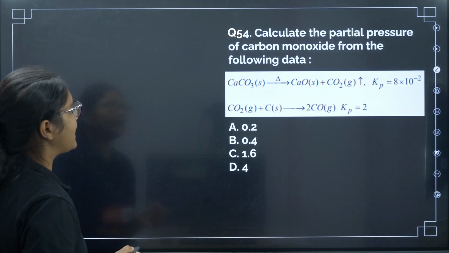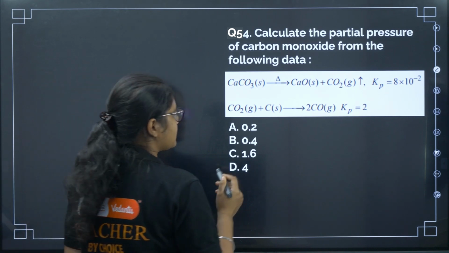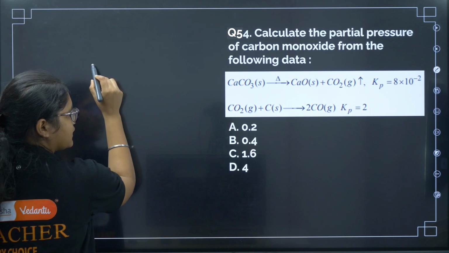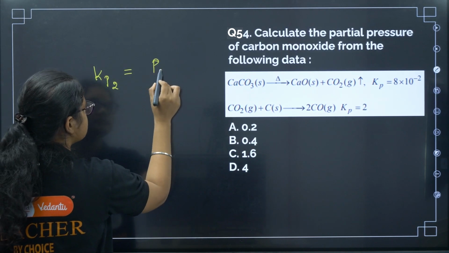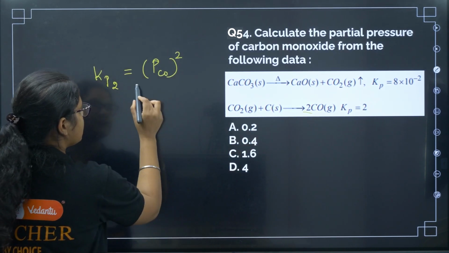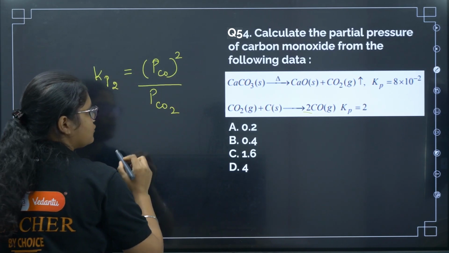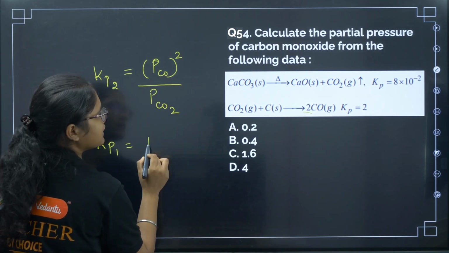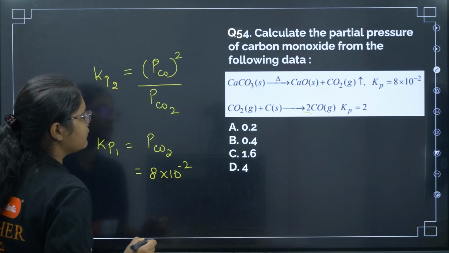Okay, next question. Calculate the partial pressure of carbon monoxide from the following data. Okay, so let us see here. Where is carbon monoxide? In the second equation, right? So I can write for the second equation Kp2 is equal to the product concentration, that is partial pressure of CO squared, because here 2 is there, divided by partial pressure of CO2. Now, partial pressure of CO2 we have to find out from the first data. So if you see here, Kp1 is equal to partial pressure of CO2, so that is equal to 8 into 10 to the power of minus 2. Now we can substitute that here.